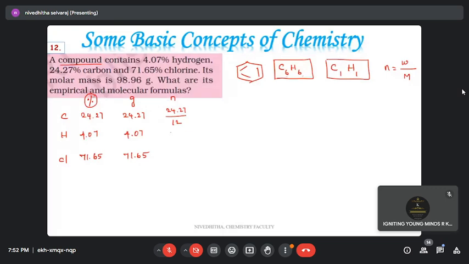What is the given mass of hydrogen here? 4.07. And atomic mass of hydrogen is 1, ma'am. Given mass of chlorine is 71.65, and the molar mass of chlorine is? It is approximately 35.5, ma'am. That's it. So you have to divide all these three, and you have to come up with number of moles of all these three elements.